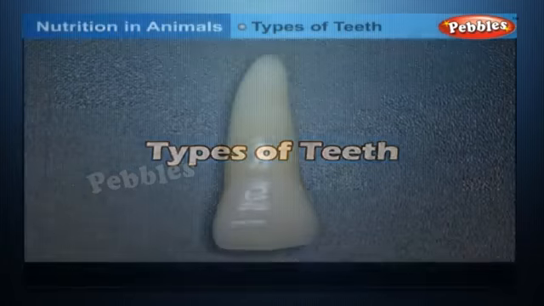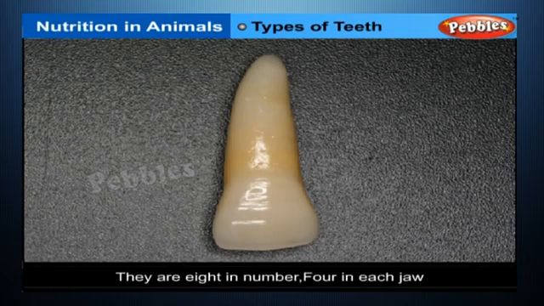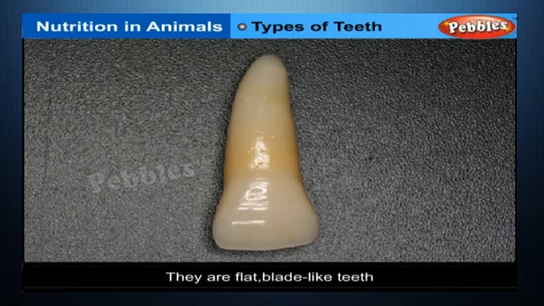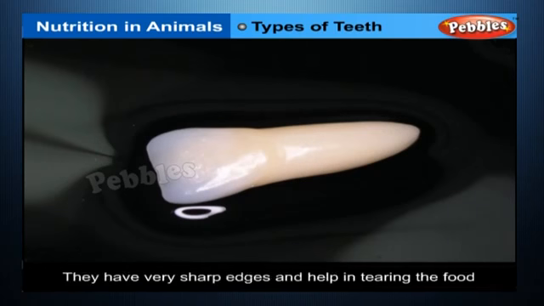Types of teeth. Incisors. They are also called biting teeth. They are 8 in number, 4 in each jaw. The incisors are the front teeth and are so called because they help to incise, cut food. They are flat, blade-like teeth. Canines. They are also called tearing teeth. They have very sharp edges and help in tearing the food and are 4 in number.